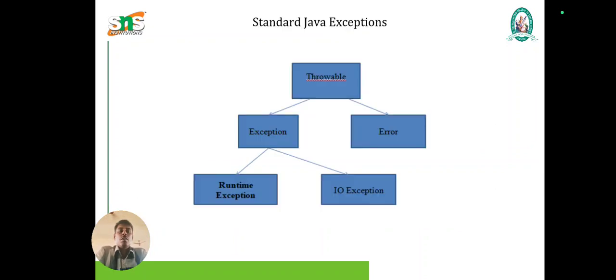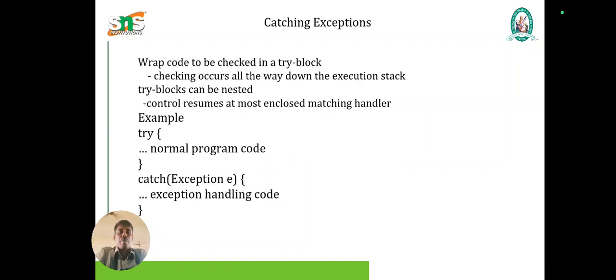Standard Java exceptions. This diagram shows the standard Java exceptions in Throwable, exceptions and error. The exceptions are derived in two ways: runtime exceptions and input-output exceptions.